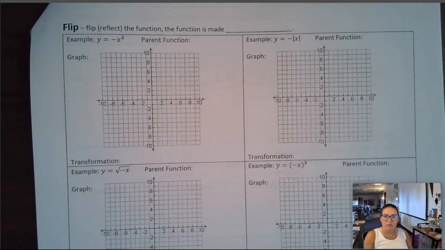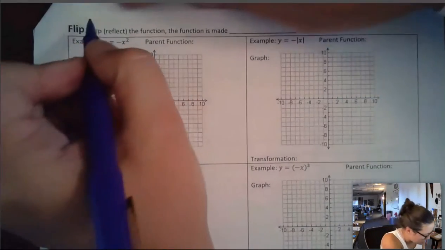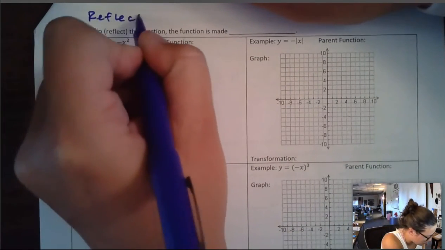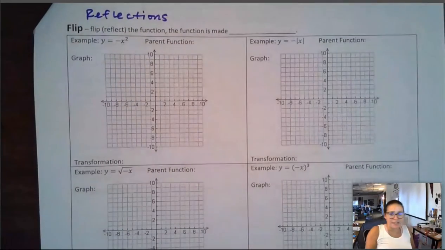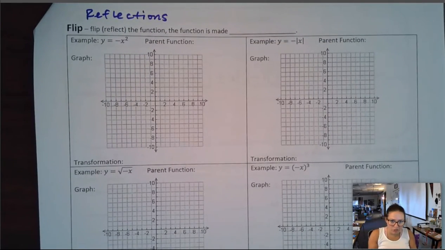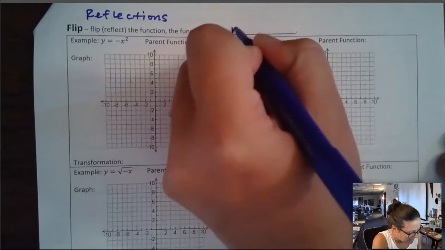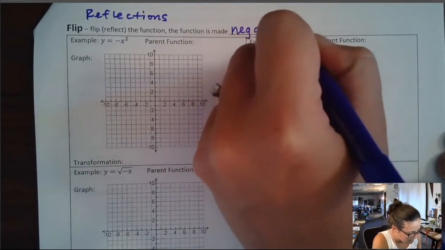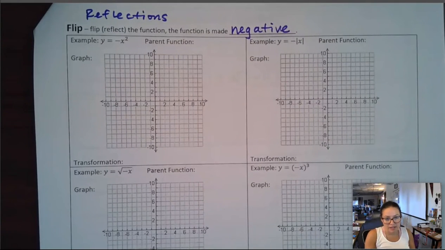We're going to now talk about flips or reflections. Same thing, okay? We use them interchangeably. We flip over either the x-axis or the y-axis, or think of it as a reflection in a mirror, okay? So the way that we get reflections or flipping the graph is when the function is made negative. Okay, this is different than subtracting something. It's when we stick a negative in something.